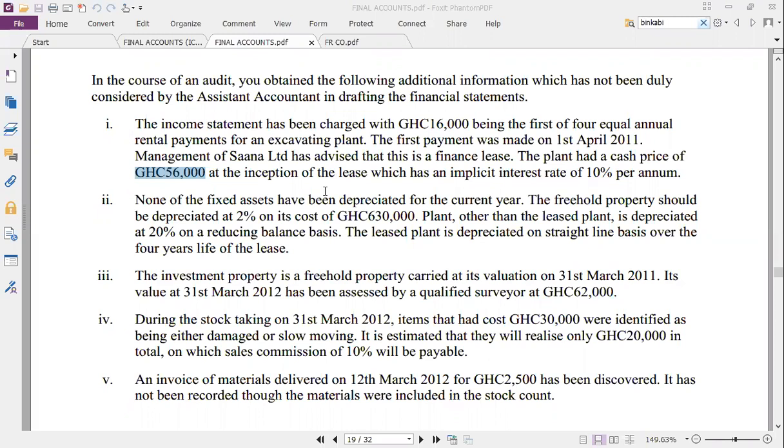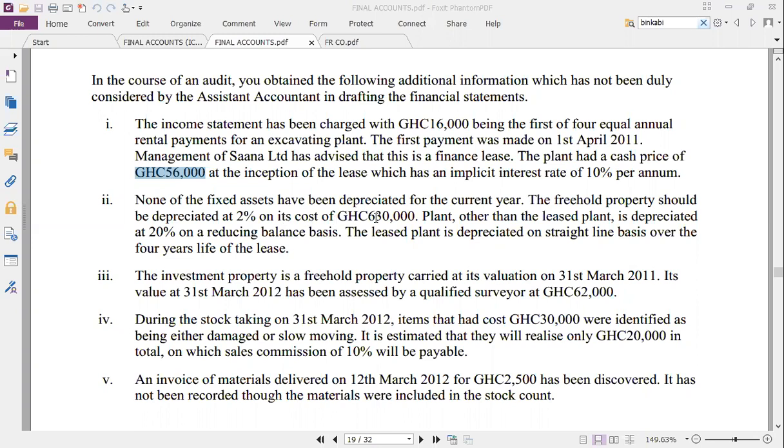Let's continue. Okay, so now the fixed assets have been depreciated for the current year. Good. So no depreciation. So calculate all the depreciation and charge it in. The freehold property should be depreciated at 2% on cost. On its cost of 630. So the cost is 630.